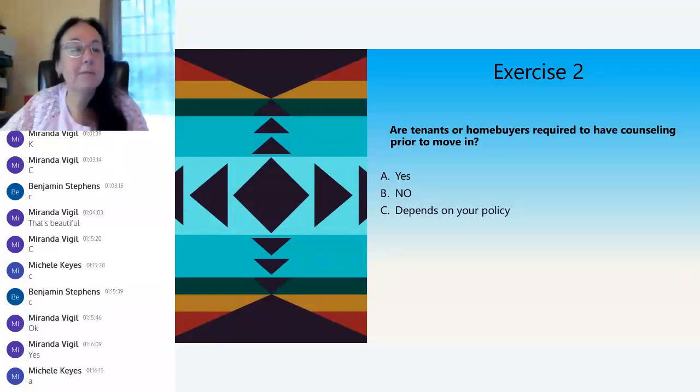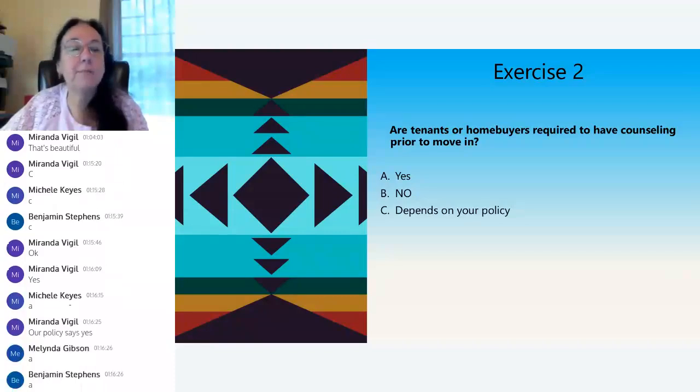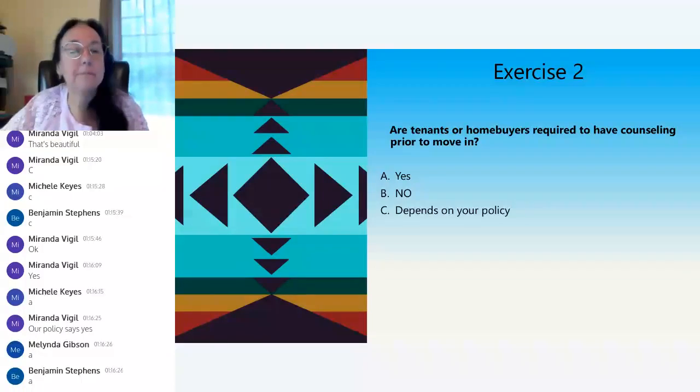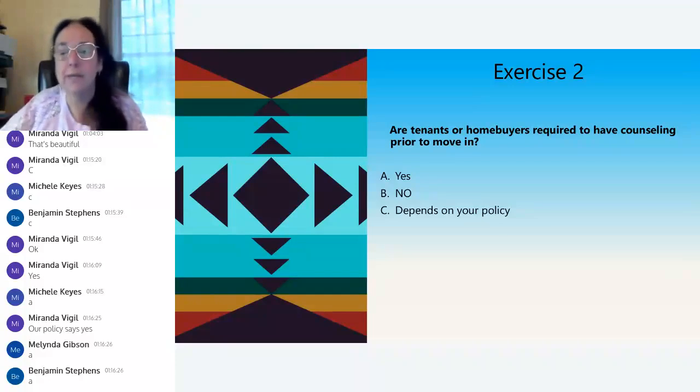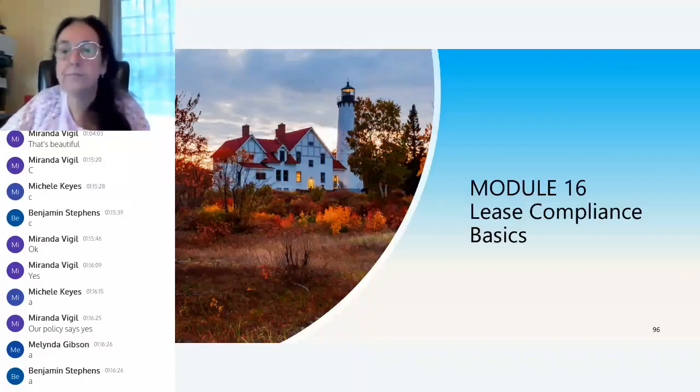Anybody else? Benjamin? Okay, so actually there is no requirement. It depends on your policy, and most of us require them to do an orientation. Okay, so it should be a yes by all means.